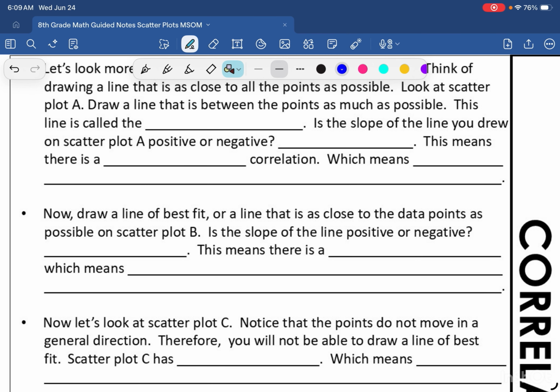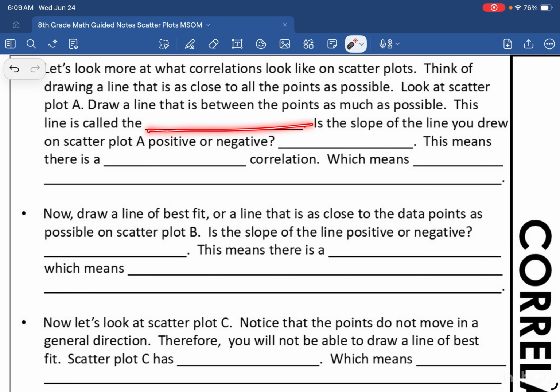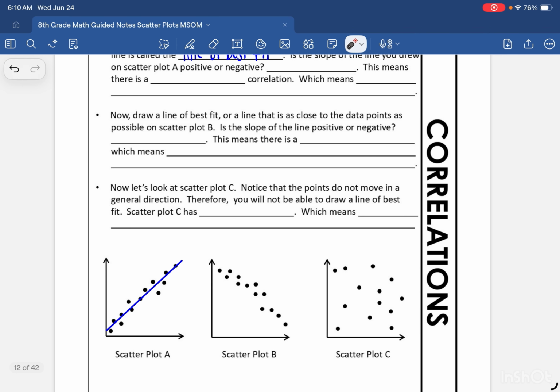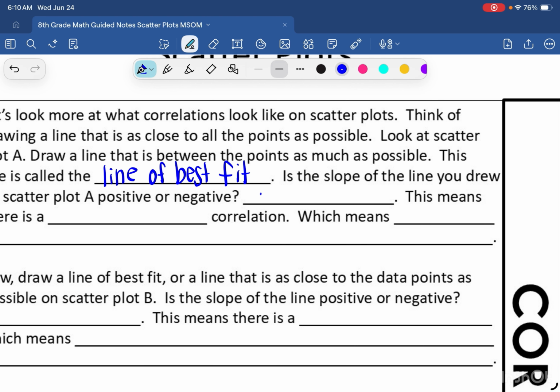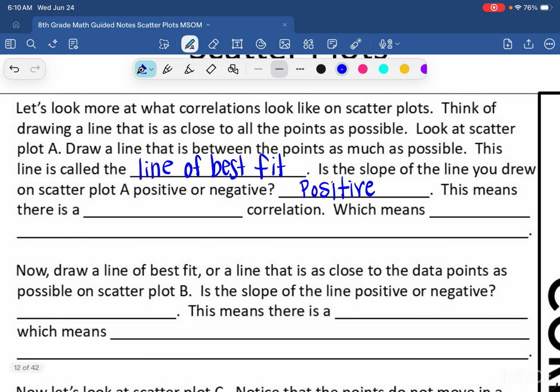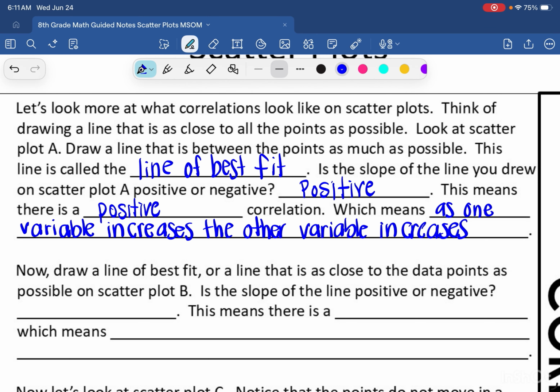This line is called the line of best fit. Is the slope of the line you drew on scatter plot A positive or negative? This line moves in the upward direction. That means it is a positive slope. This means there is a positive correlation, which means as one variable increases, the other variable also increases.